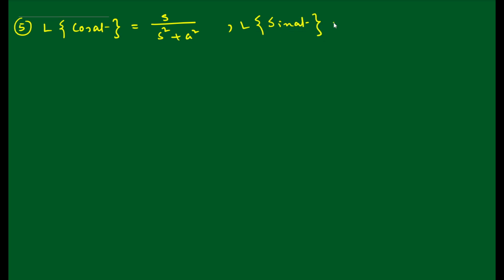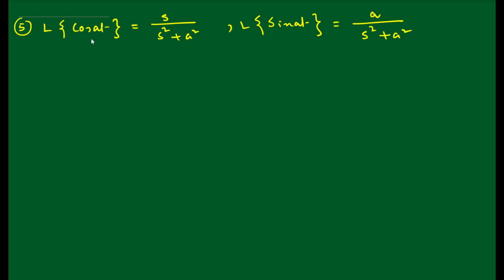Now there are some properties related to trigonometric functions also, like the Laplace transformation of cos at. Its Laplace transformation will be s divided by s square plus a square. And the Laplace transformation of sin at will be a divided by s square plus a square. Okay, we will prove both of these now.